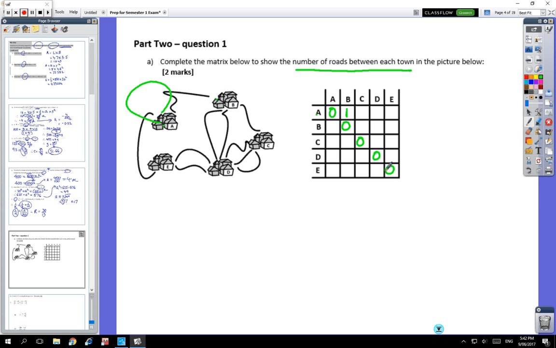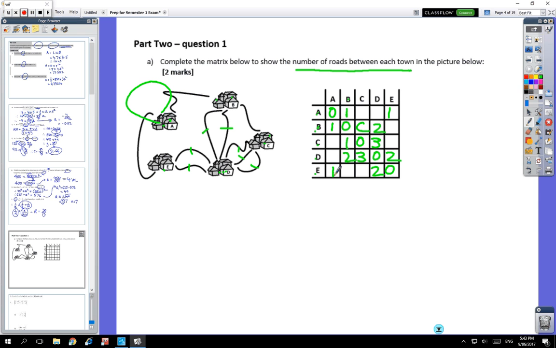Okay, so we've got A to B is 1, so B to A is 1, because it's the same. A to B is the same as B to A. Okay, B to C is 1, so C to B is 1. B to D is 2, so D to B is 2. We'll clean up all the gaps later. C to D is 3, so D to C is 3. D to E is 2, so E to D is 2. E to A is 1, A to E is 1.